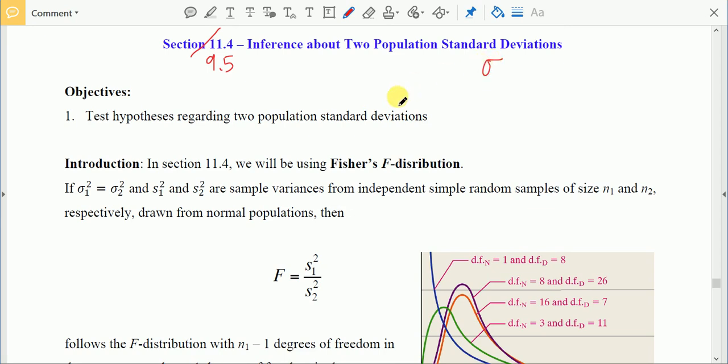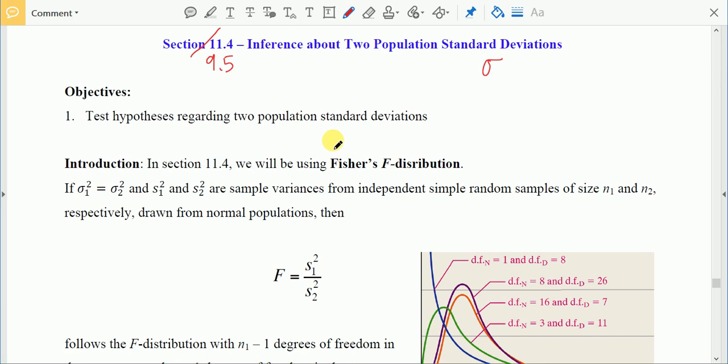Recall from the last chapter, we studied the population proportion, then the mean, and the last one is the standard deviation. For the proportion, we use the z statistic, right? And for the mean, we use the t statistic. And for the standard deviation, we use the chi-square.